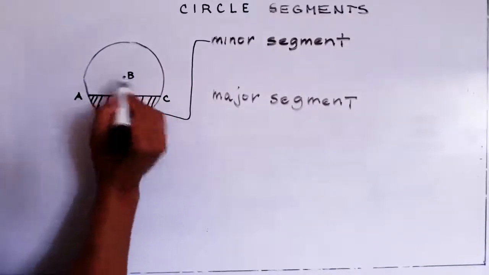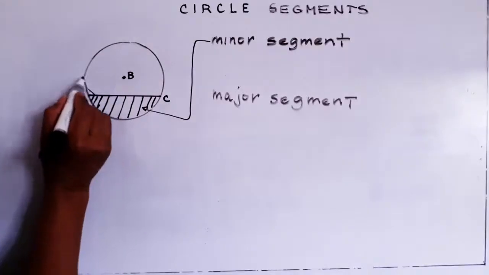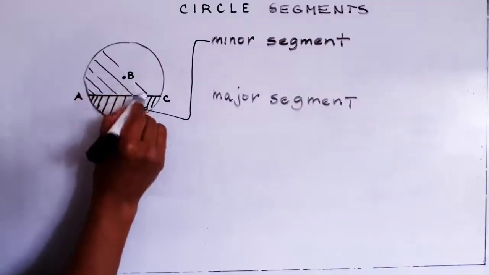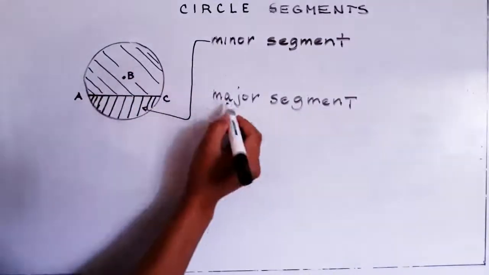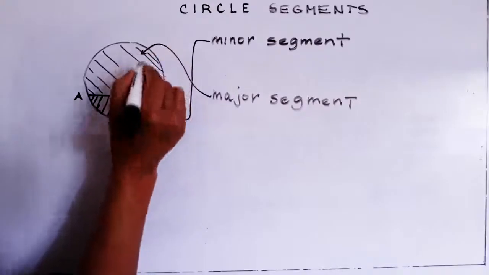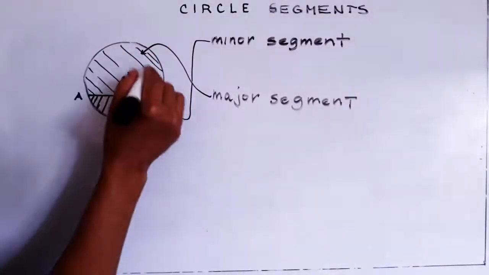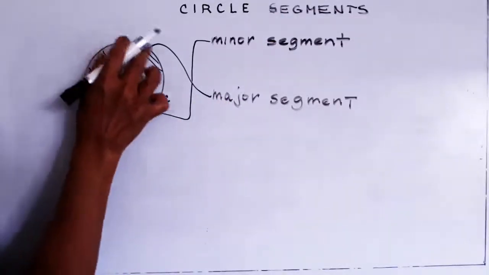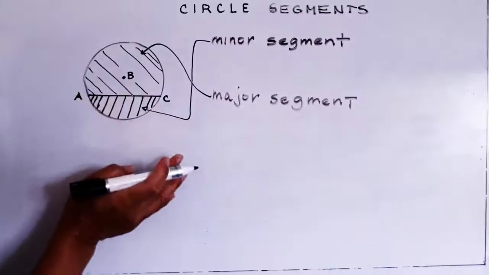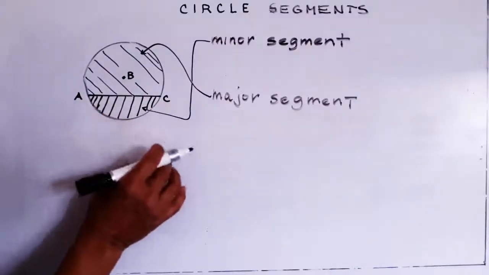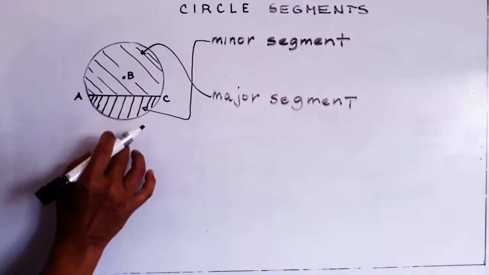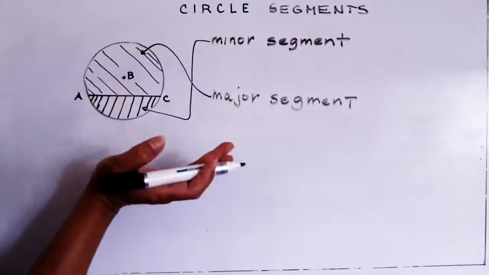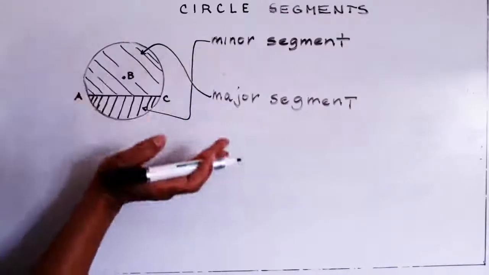What about the other side? This one, because it is more than a semicircle, is our major segment. So in a circle, when we have a minor segment, we also have a major segment. If we have a major segment here, then the other part of the circle will be the minor segment. If you have a semicircle, both of them will be neither minor nor major.